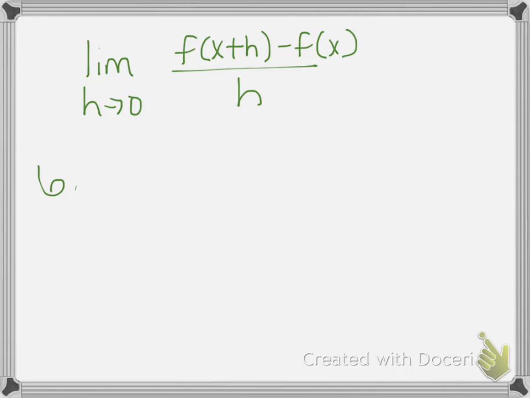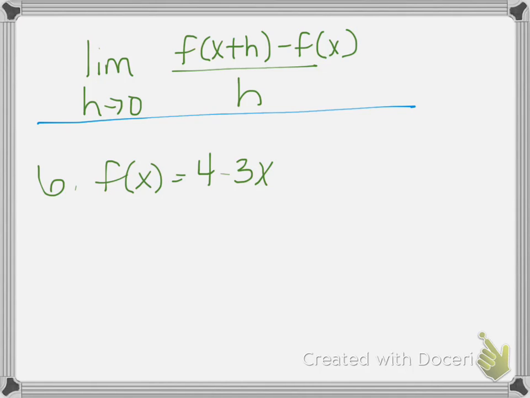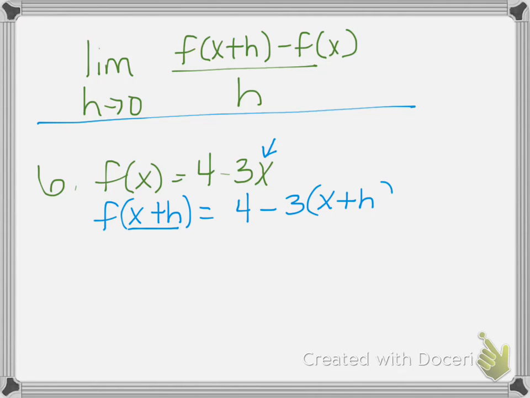So your first problem is f of x equals 4 minus 3x. And what this is asking me to find is the limit of this whole thing. So in order for me to do this, I also need to know what f of x plus h is. And this is sort of something from like algebra or pre-calculus. You take this x plus h and you plug it in for x. So I get 4 minus 3 times x plus h. You can go ahead and work that out if you want to.